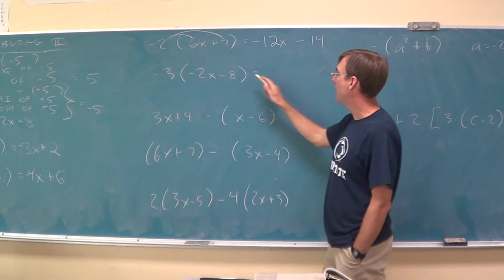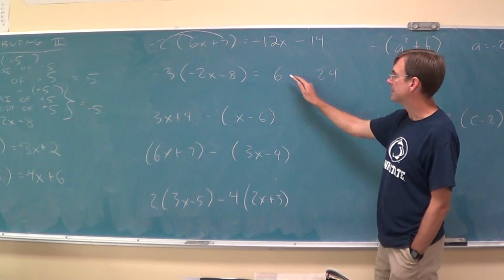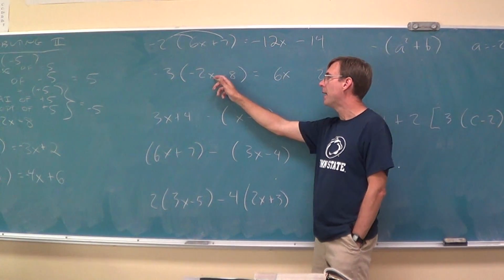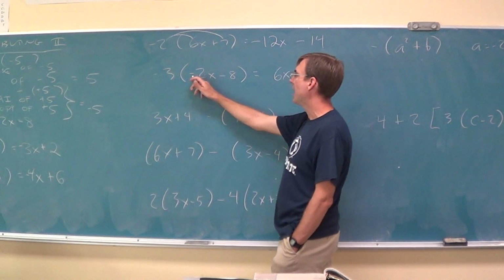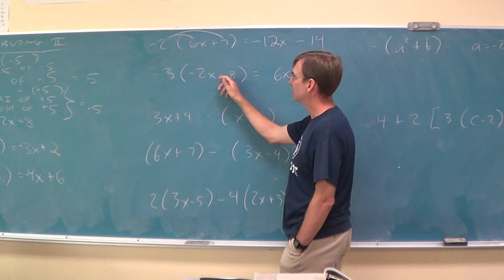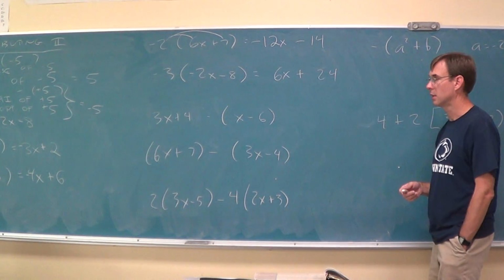3 wants to multiply both, so there's a 6, there's a 24. 6 needs to have an x, because the problem had an x. And then a change of sign of negative makes positive. A change of sign of another minus is going to make that be a plus, to link those together.